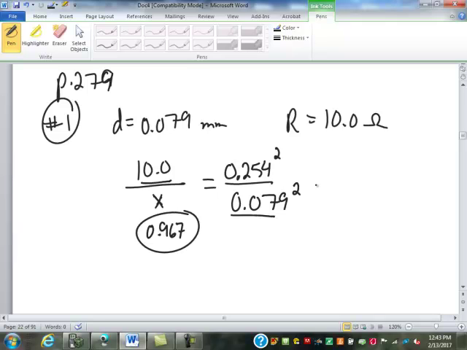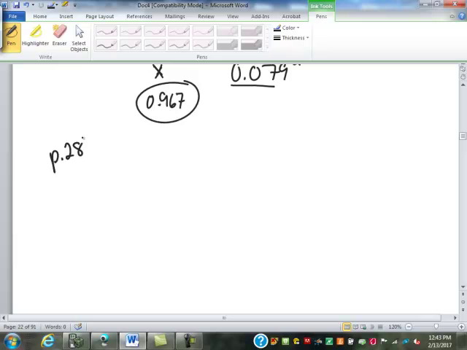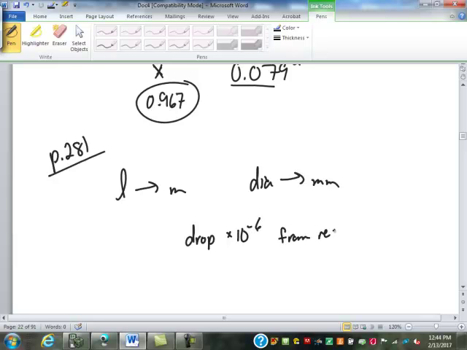Then for 81, on page 281, the biggest thing is always make sure the length is in meters and the diameter is in millimeters. As long as your length is in meters and your diameter is in millimeters, you can drop the times 10 to the negative 6 from the resistivity. Since we're doing our area in square millimeters instead of square meters, the conversion between square millimeters and square meters is 10 to the negative 6, so that actually cancels that out.